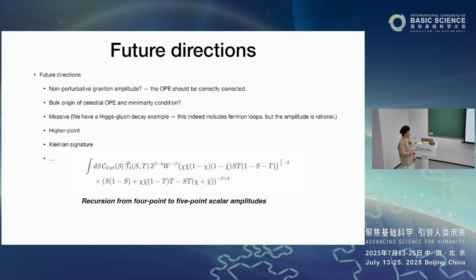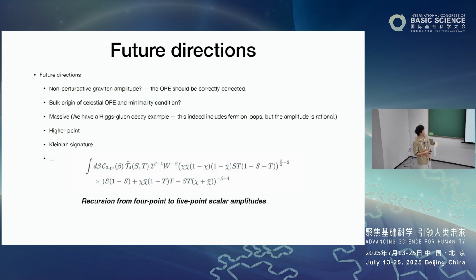Okay, another thing is higher point. For MHV, people already have the BCFW recursion relation that allows people to compute n-point MHV amplitudes, right? So it's natural for us to extend our result to higher points, and we found we can. We also have some progress on this.